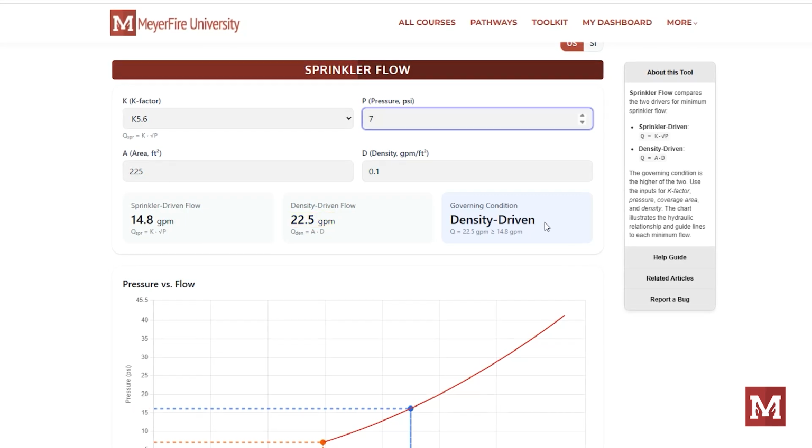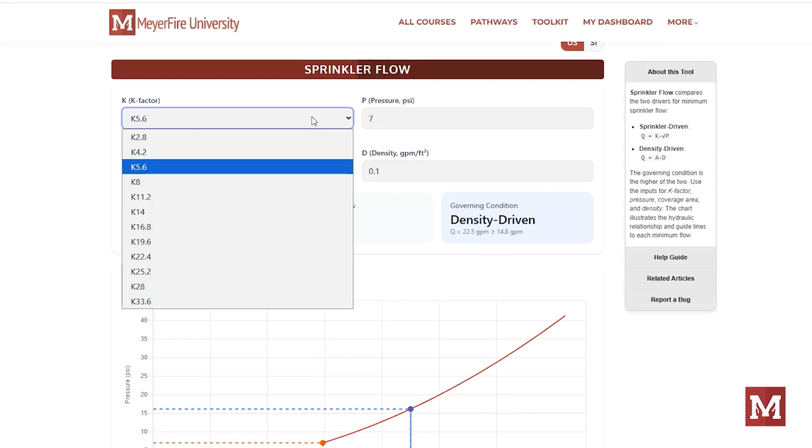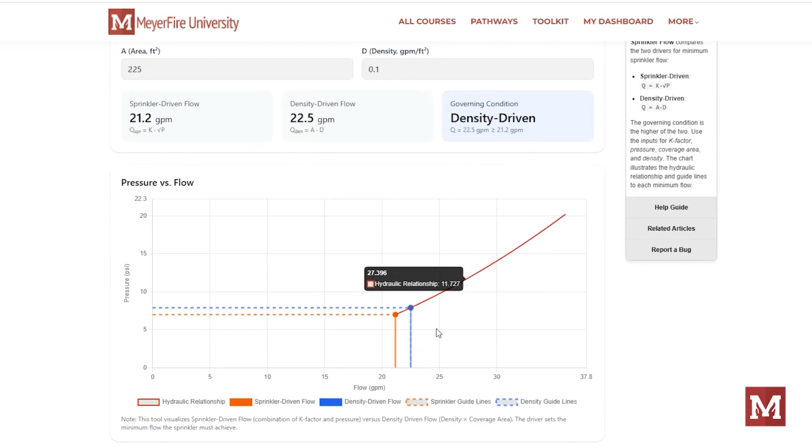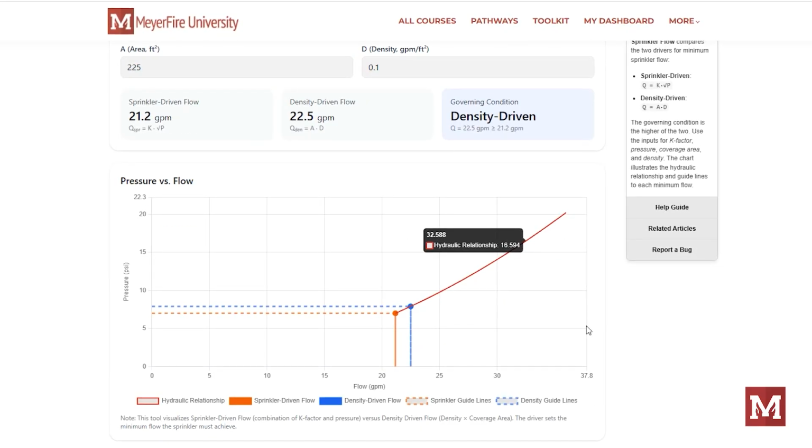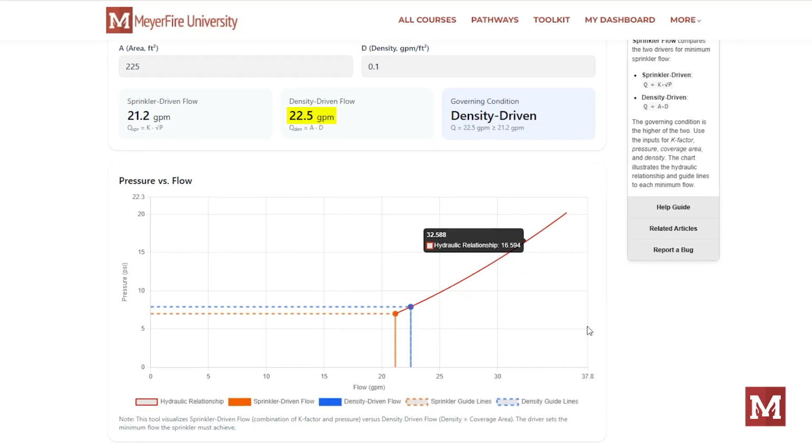If we were to use our K-factor selector and we step up our K-factor to say 8.0, look at how the graph responds. We're still driven by the density at 22.5 GPM, but the pressure needed to achieve that comes way, way down from 16.1 psi.